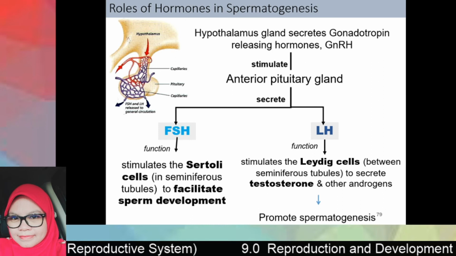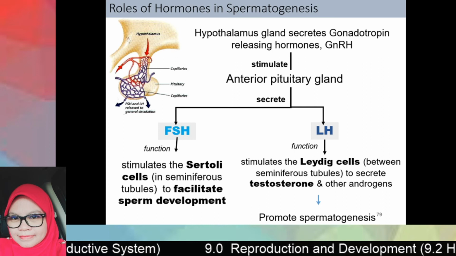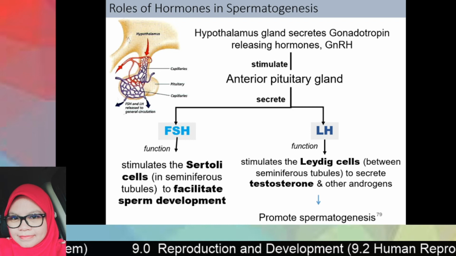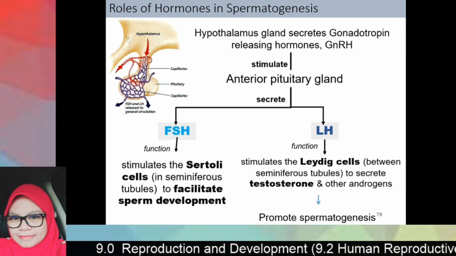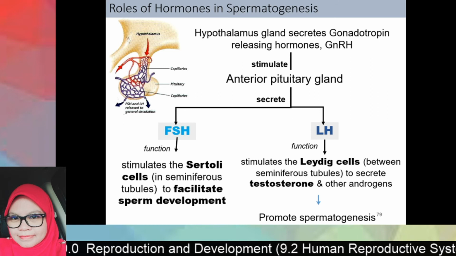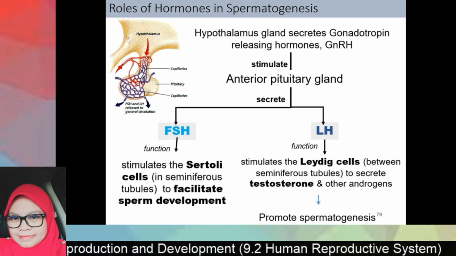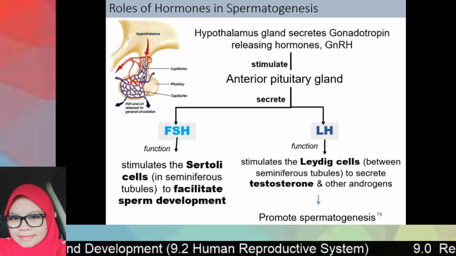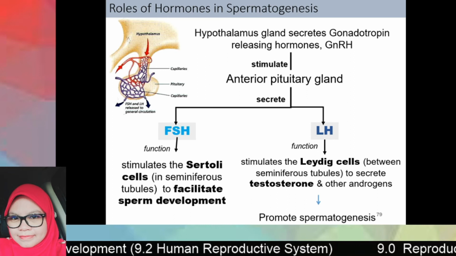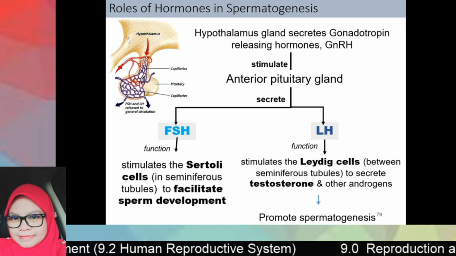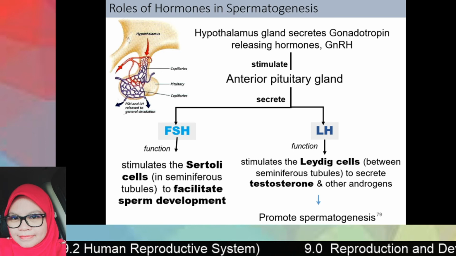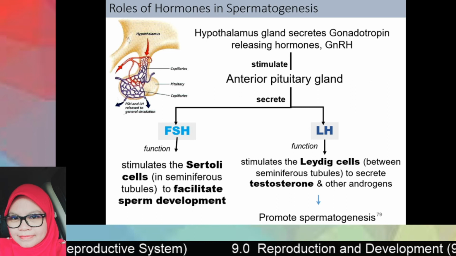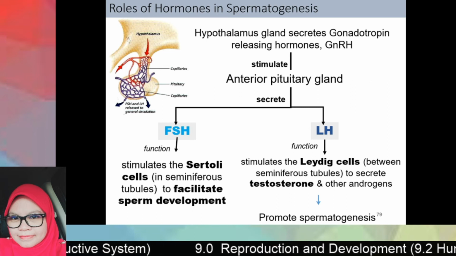Alright, so next is the role of hormones in spermatogenesis. The production of sperm actually involves regulation by hormones. There are things that are regulated by hormones. The hormones are not many in males, the ones you must remember: GnRH, FSH, LH, then testosterone, and also one more, inhibin. So really not many, only a few hormones.